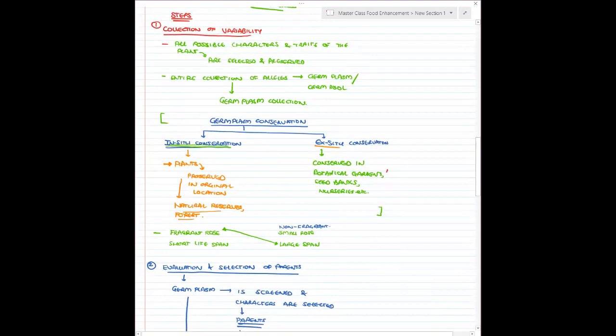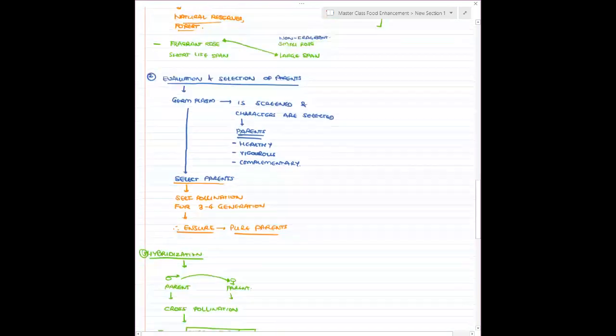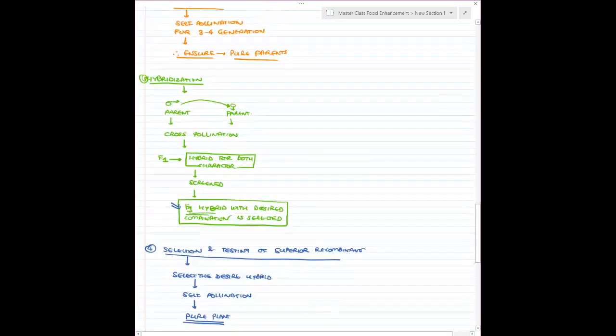First of all, you selected some characteristics from a group of characteristics, so that is nothing but collection of germplasm. Second thing, you isolated your pure parents, so you know the characteristic which you wanted. Third thing, you brought about cross pollination. Here we are just calling this hybridization. So you bring about cross pollination, and then you get your F1 hybrid. Now from those F1 hybrids, you see which is the characteristic that you're looking for. So next is your screening and selection of the superior recombinant.